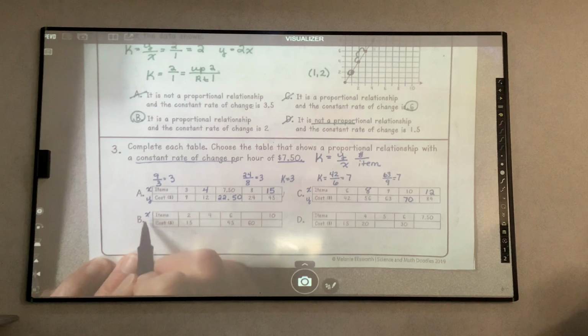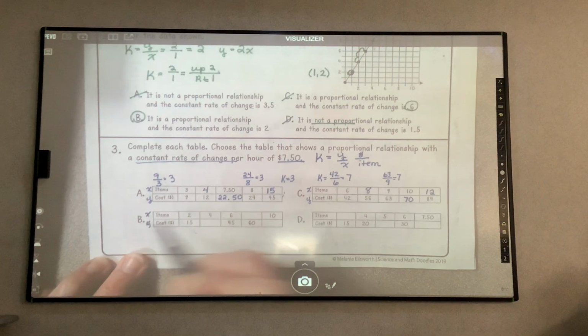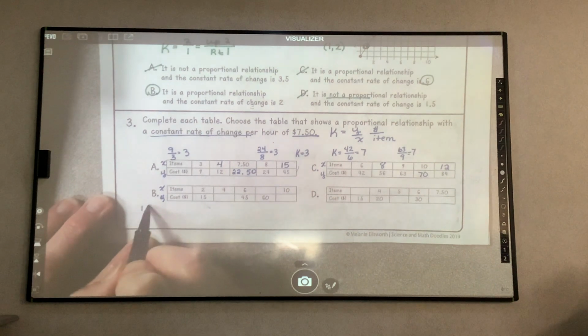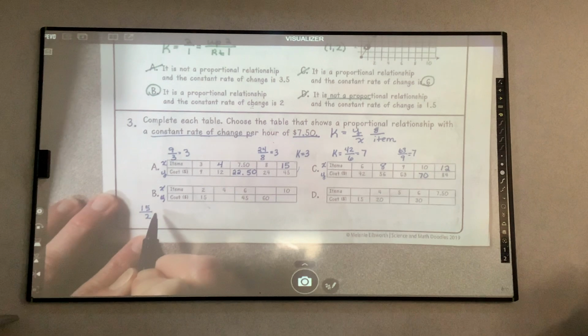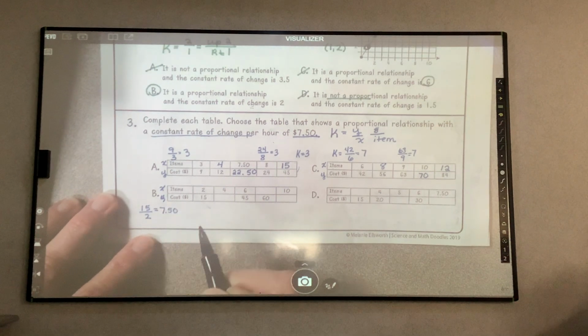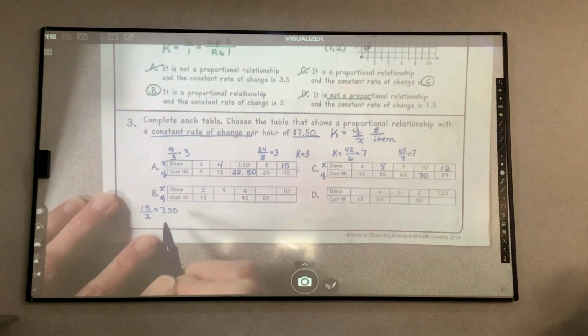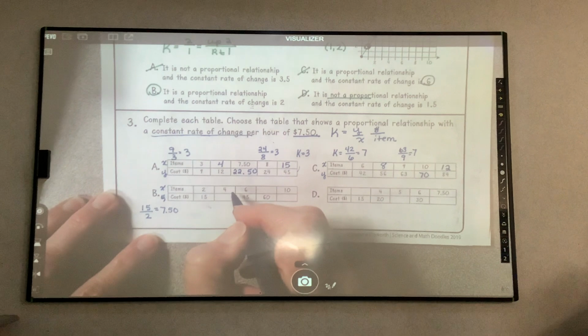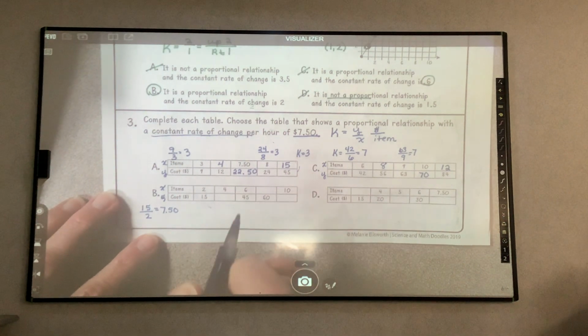X, Y. So we start with 15 over 2. What does that equal? $7.50. 750, right? So would 750 be our constant then? Yes. Should be. So what do I do with the 4 to get to 750? Times. Multiply by what? 750.